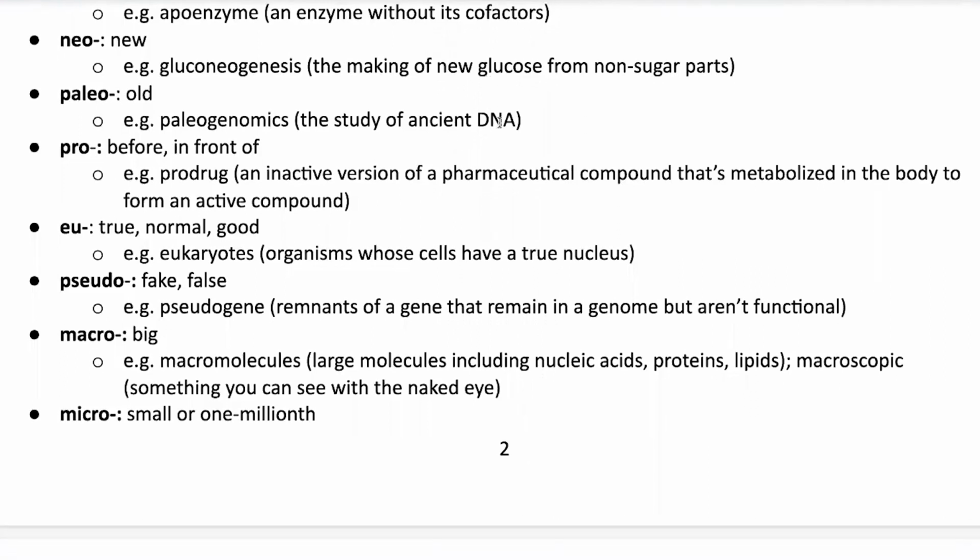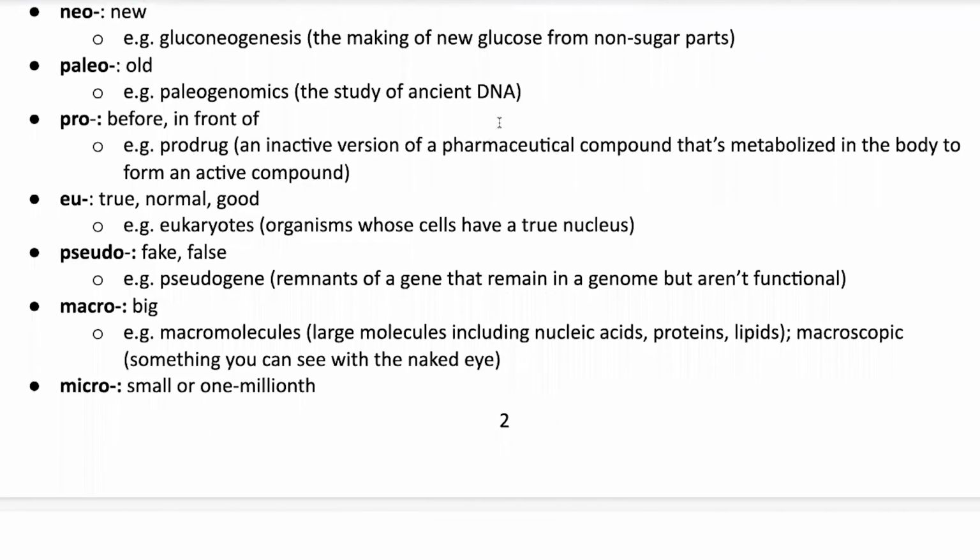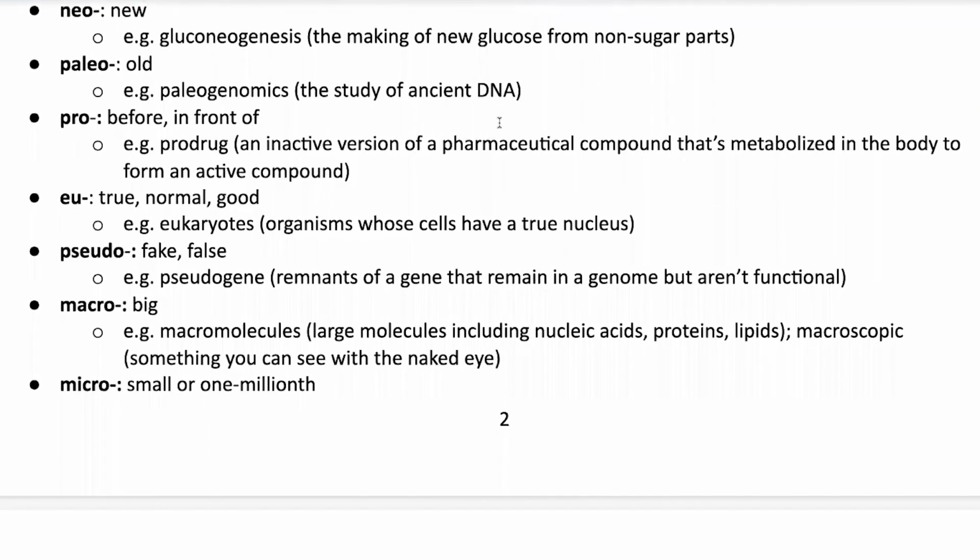So gluconeogenesis is the making of new glucose from non-sugar parts. So not breaking down glycogen or anything, but actually making new glucose from scratch, kind of. Well, not scratch, but it's from smaller parts. This is in contrast to paleo, which means old. So like paleogenomics, the study of ancient DNA, the whole Nobel Prize that was recently given.